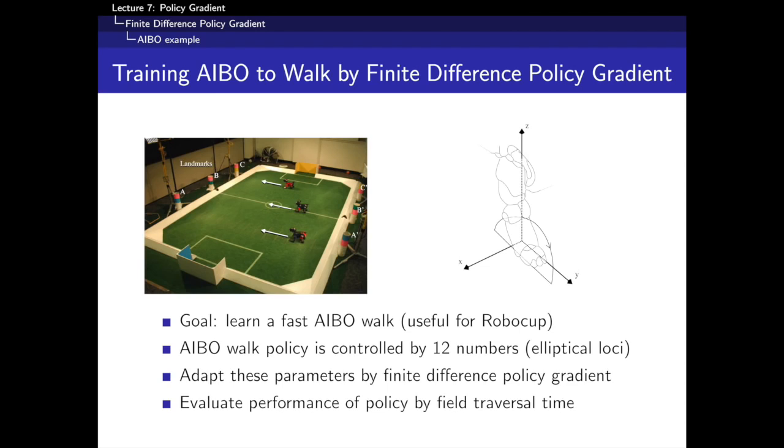And the first people to do this, Peter Stone et al., did it by finite difference policy gradient, just like we described in the last slide. What they did was they basically just ran these robots backwards and forwards along this field and measured how long it took them with each gate. It gave them a few walks up and down and measured how long it took. Did that for each of these 12 dimensions separately.